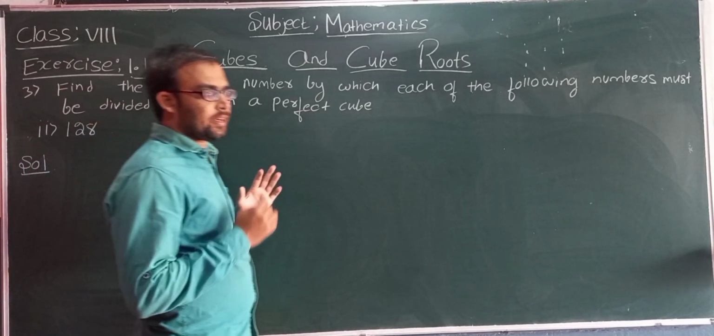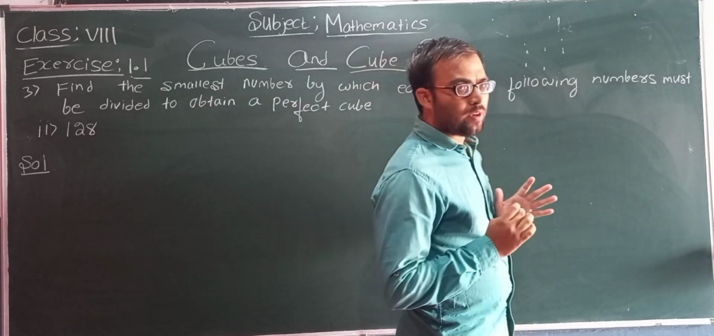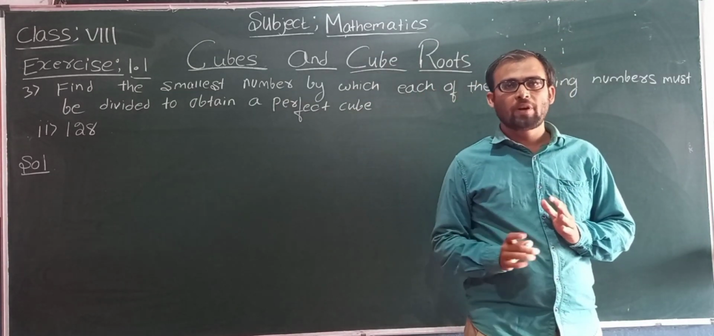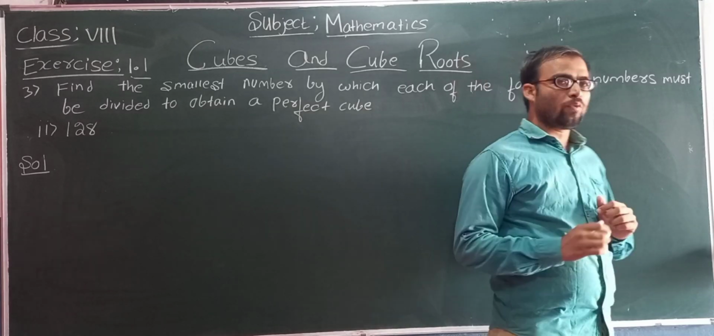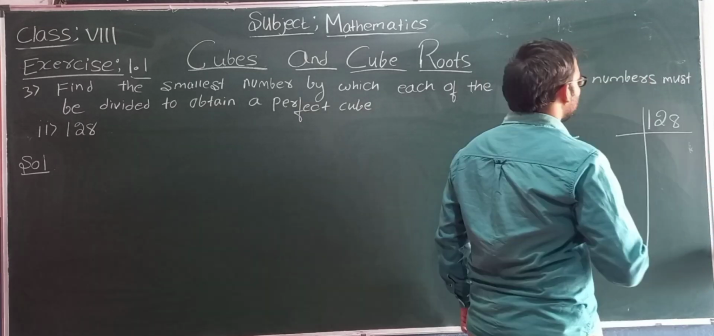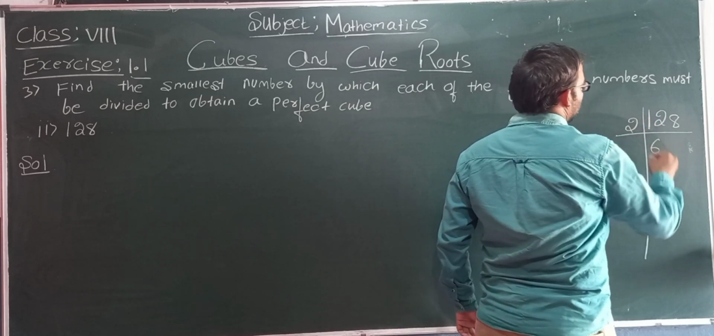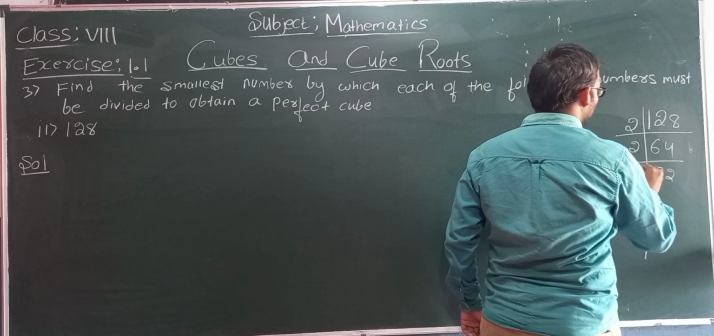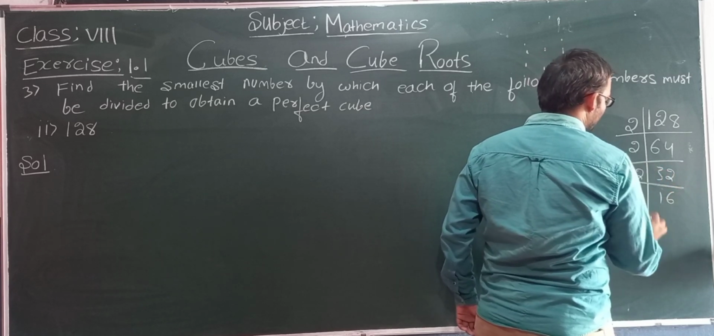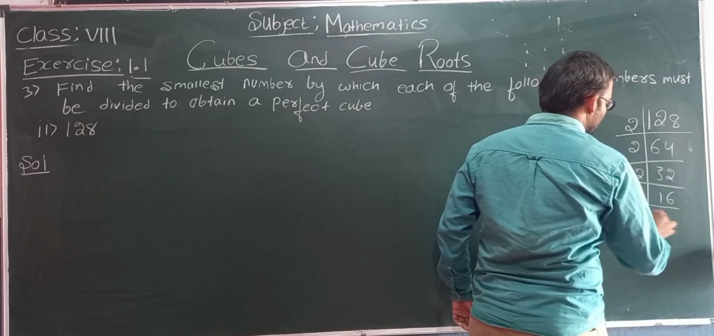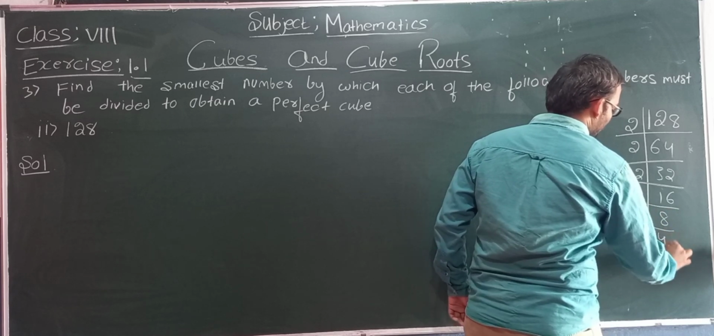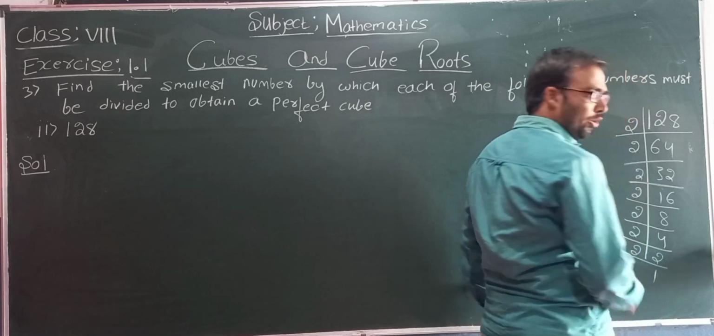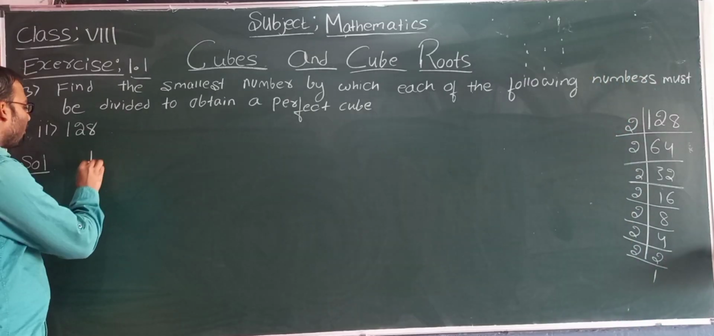So here 128 is not a perfect cube. When we divide 128 by a particular number, it will become a perfect cube. In order to find that number, we need to factorize. Now 2 6s are 12, 2 4s are 8, 2 3s are 6, 2 2s are 4, 2 1s are 2. 2 6s are 12, 2 8s are 16, 2 4s are 8, 2 2s are 4, 2 1s are 2. Now we will write the factors of 128.